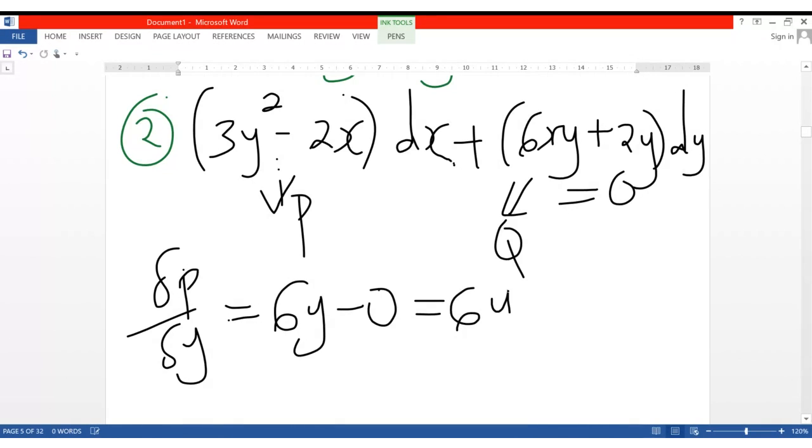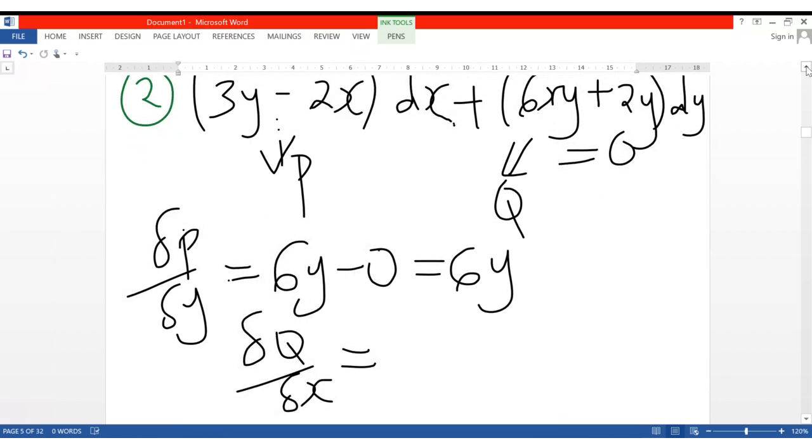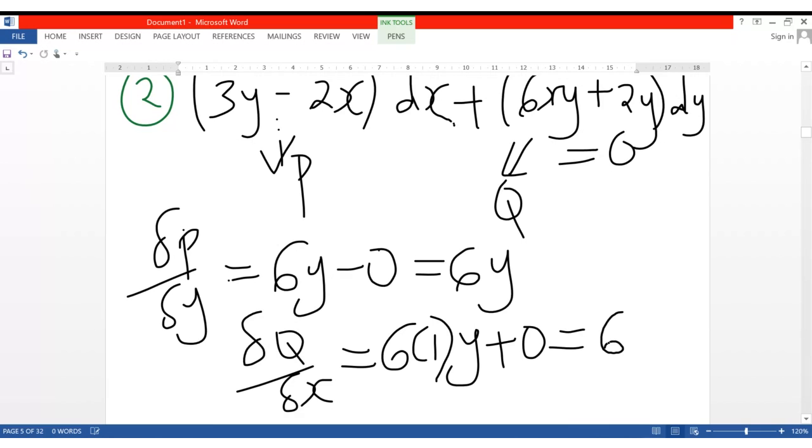Now the other one, the q, I will differentiate it in terms of x. So I have 6xy. When you differentiate in terms of x, I'll assume that y is a constant. So I remain there with 6. You differentiate the x which comes to 1, the y is a constant, and then plus 0. So again you remain with 6y. So that equation is exact, because these two are similar. If they are not similar, then it is not exact.